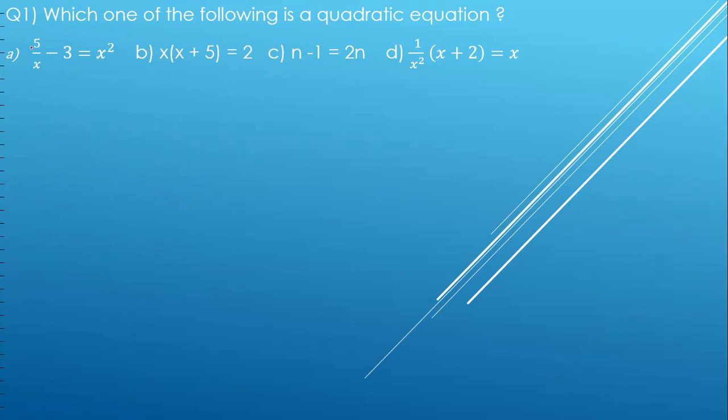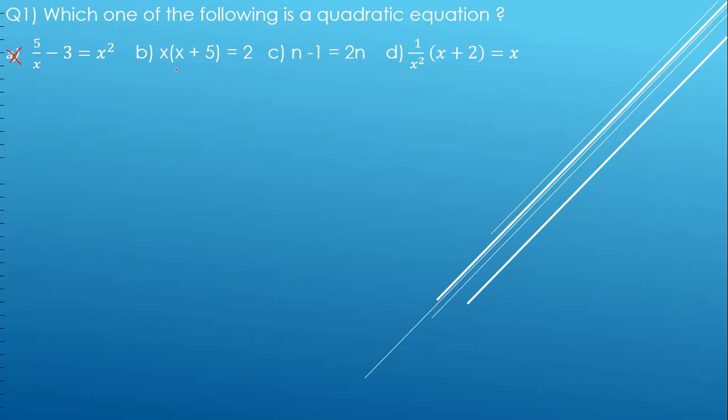So when we multiply by x, here we will get 5, here we will get 3x, but here we will get x cube because we are multiplying by x. So x square into x will become x cube. And we have seen that x cube does not fit in the definition of a quadratic equation. The highest degree of x should be 2, and it should not be greater than 2. So obviously this particular equation is not a quadratic equation, so we cancel it.